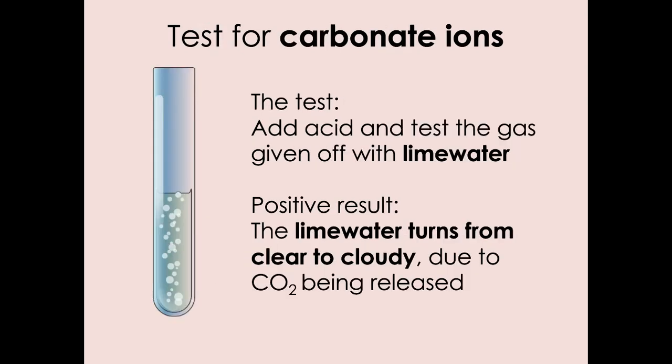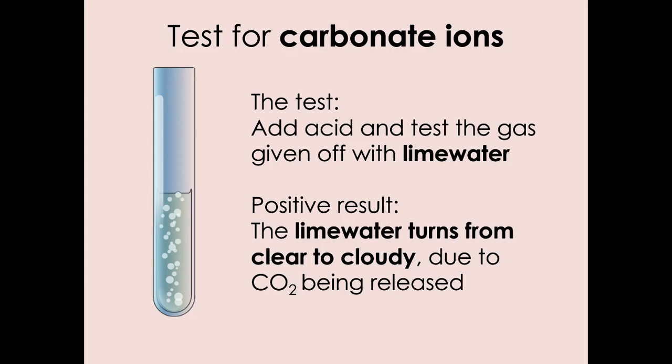Right, the test for carbonate ions is, again, we add acid. It doesn't matter what acid it is. Then if it's a carbonate, you will produce a gas. And this gas is CO2, carbon dioxide. If you remember from our detecting gases lesson, we can prove that it's carbon dioxide by bubbling it through lime water. If it's carbon dioxide, it will go from clear to cloudy. So what we do for the carbonate ions is we add acid, and then we try and collect the gas that's given off.